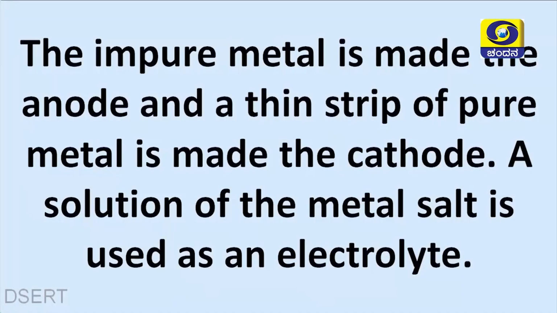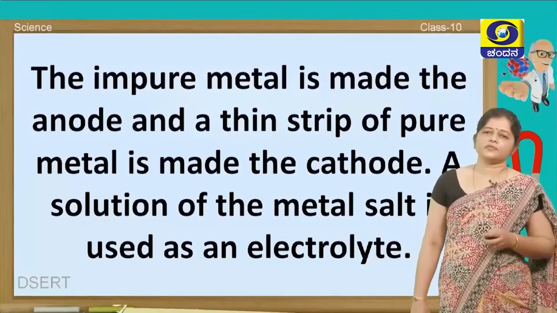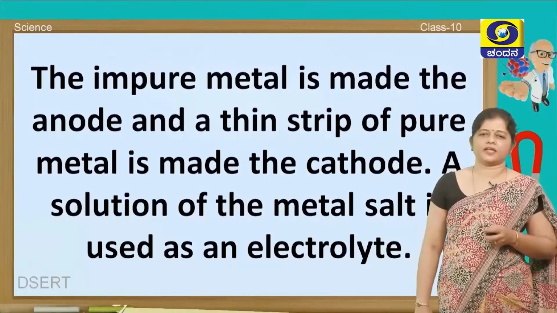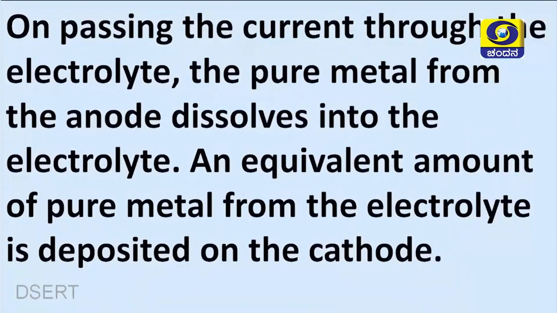The impure metal is made the anode, and a thin strip of the pure metal is made the cathode. A solution of the metal salt is used as an electrolyte, and in this process we use acidified copper sulfate solution as the electrolyte. Upon passing the electric current through the electrolyte, the metal from the anode dissolves into the electrolyte. An equivalent amount of pure metal from the electrolyte is deposited on the cathode.